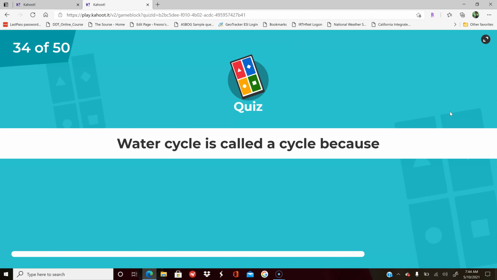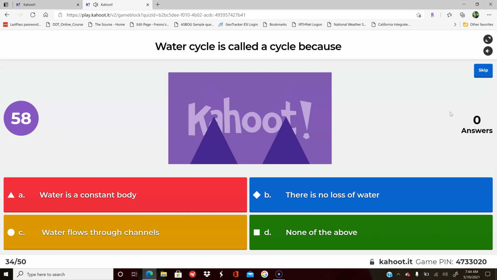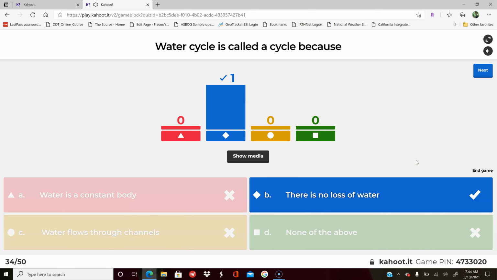Water cycle is called a cycle because water is a constant body. There is no loss of water. Water flows through channels, or none of the above. So this is similar to the rock cycle. There's no loss of water. So it's just in a cycle. It's in a different form at the time.